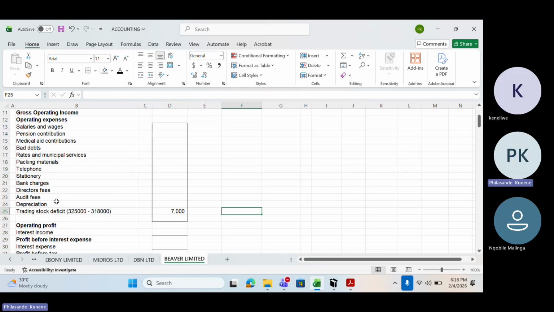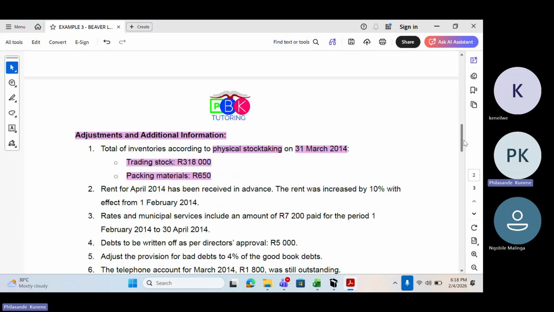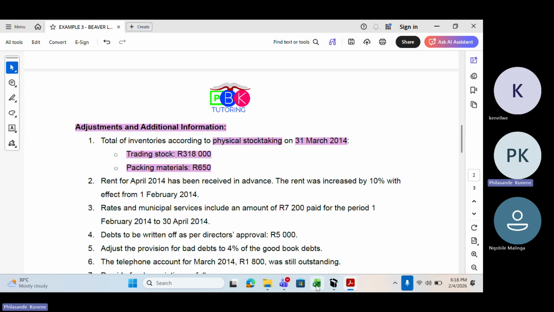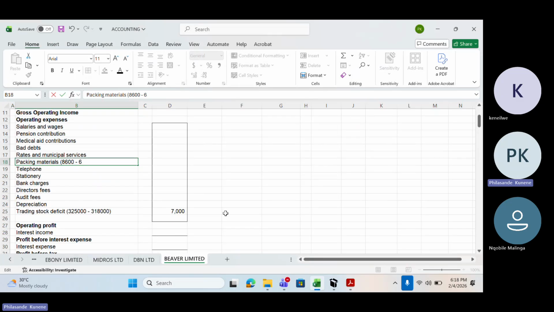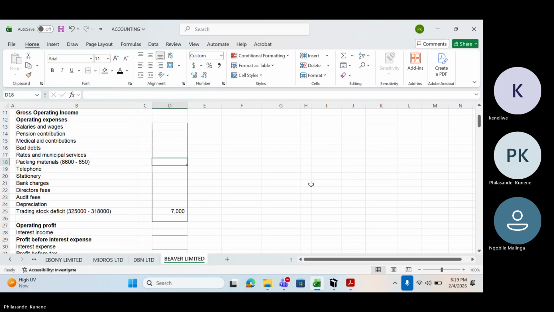So I'll go to my packing materials. Where is it sitting in my income statement? And then what am I going to do there? I'll say 8,600, no sorry, 8,600, and then minus the 650 that I have in my books. That is the 650 that you can see here. And then how much am I getting as a difference, which is the packing material that was used? 7,950.